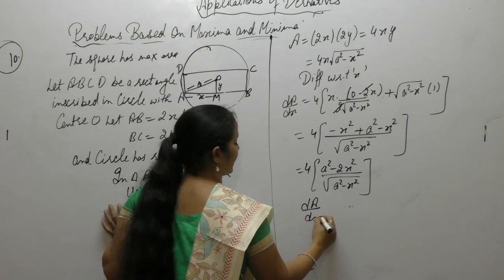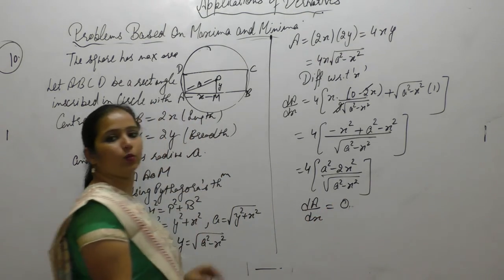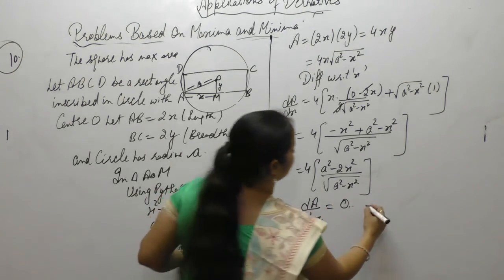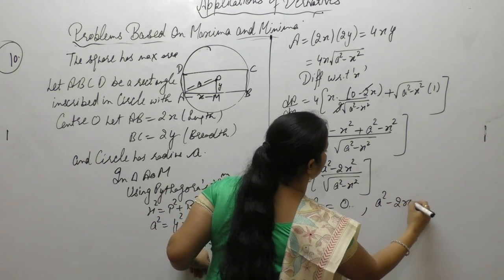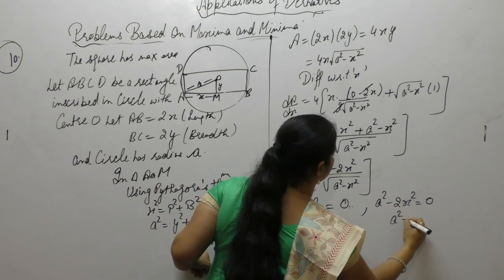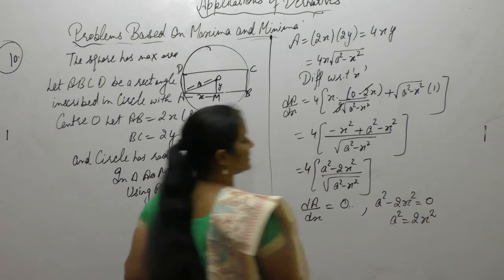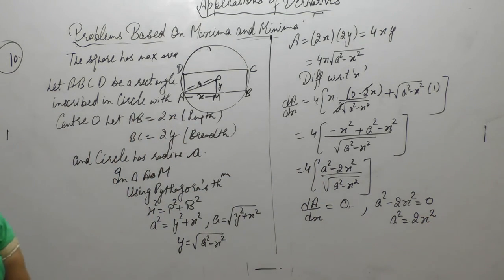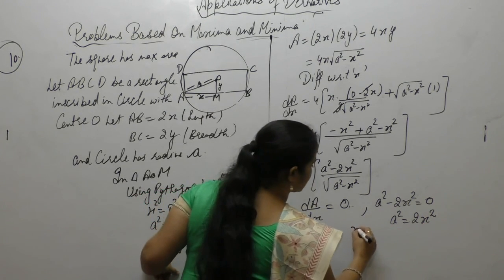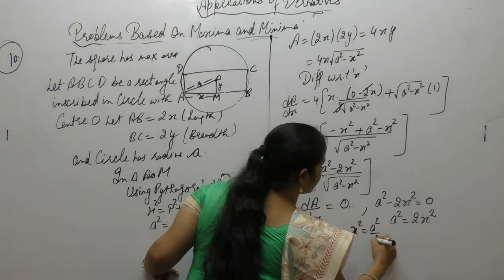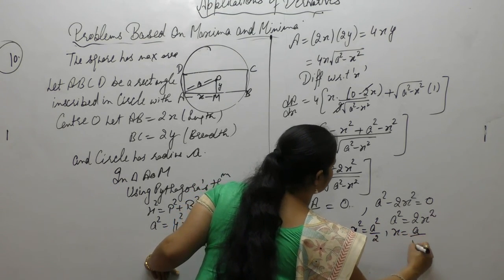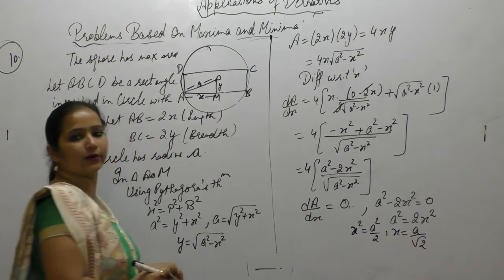Now in the next step, put first derivative equal to 0. So we get a square minus 2x square is equal to 0. A square is equal to 2x square, or x square is equal to a square by 2, or we can say that x is a upon square root of 2.